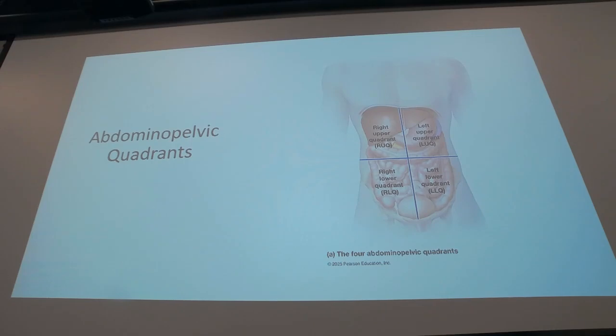So, right upper quadrant, what you can see here is this large organ, which is the largest organ in our body. That's the liver. You can see most of the liver. This is the right lobe of the liver. And underneath this right lobe, we have the gallbladder.